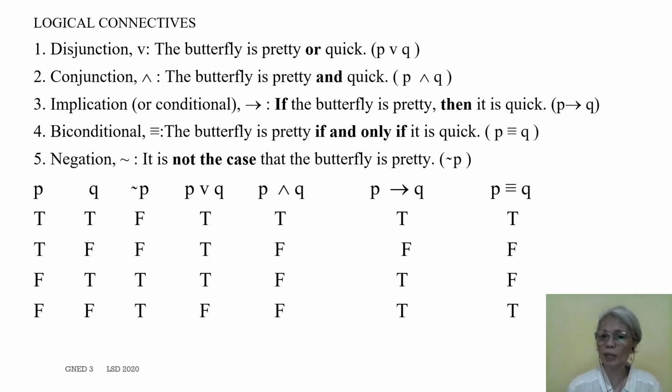For conditional P implies Q, this will only be false if P is true but Q is false. All other combinations would give us a true truth value. For the biconditional P if and only if Q, if P and Q have the same truth values, then the biconditional will be true. Kung parehong true si P and Q, therefore P if and only if Q is also true. Kung pareho silang false, true pa din yung biconditional.